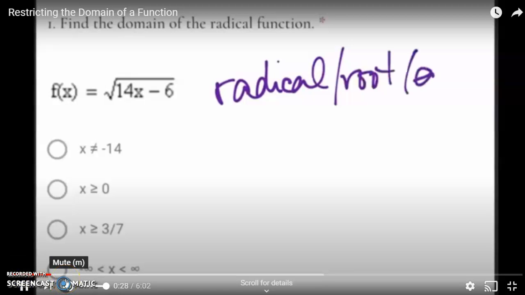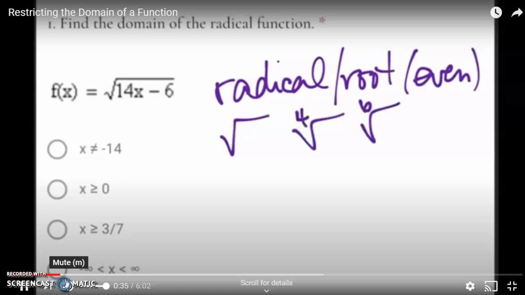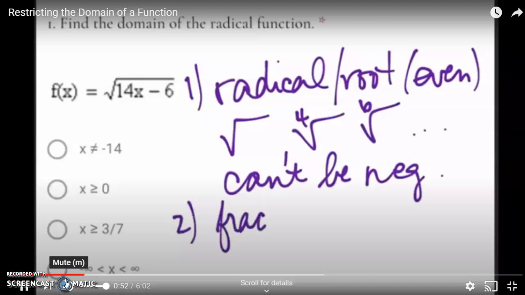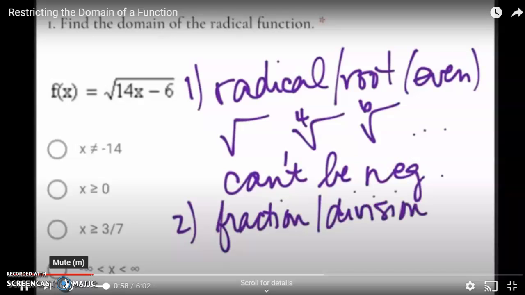So for ones that have a radical or a root, it needs to be an even root, like square root or fourth root or sixth root, something even, because if you have an even root, you cannot have a negative number under the root sign. You can't root a negative number. So whatever's underneath that radical sign or root sign must be 0 or greater.